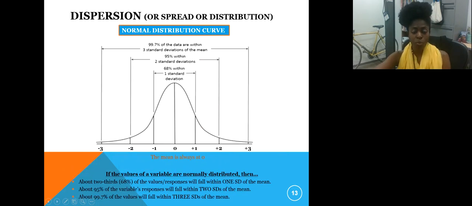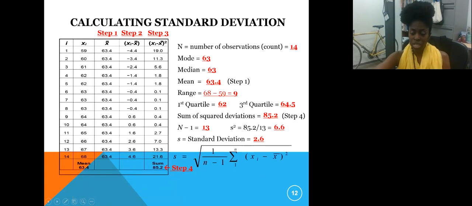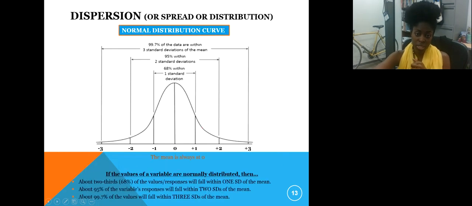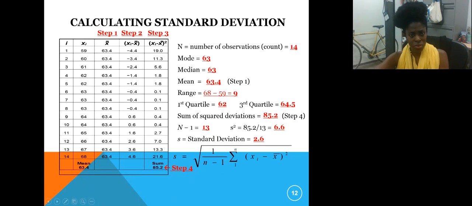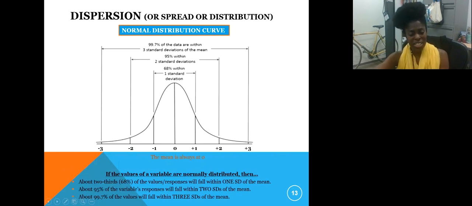And we're saying that at one standard deviation of 2.6, we go over one standard deviation on both sides. This difference is 2.6, and this difference is 2.6. Okay? So 63.4 plus 2.6, that's 65 on this side. 63.4 minus 2.6, that's 60.8, right?